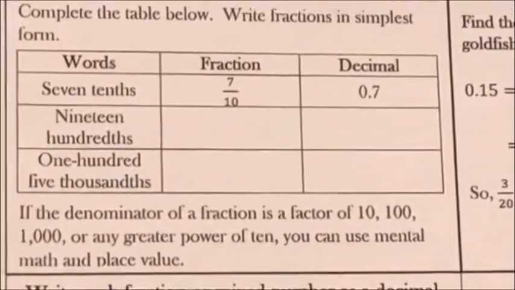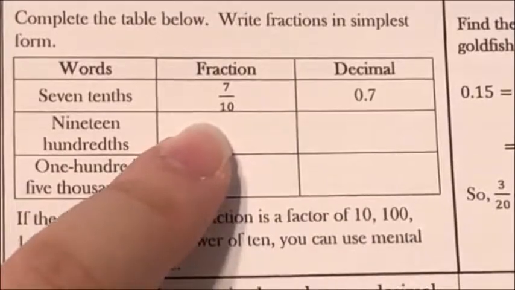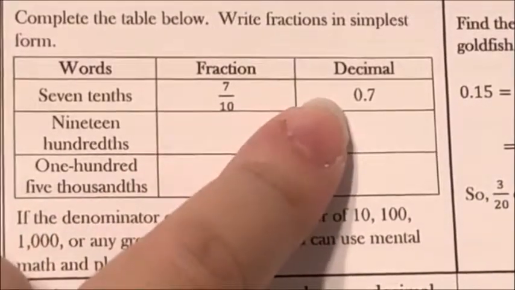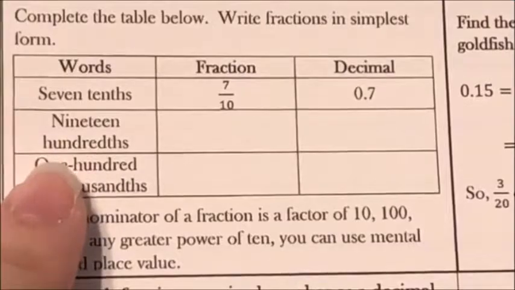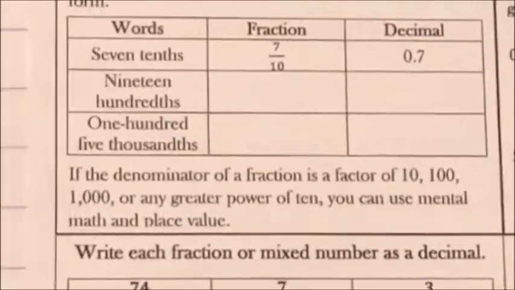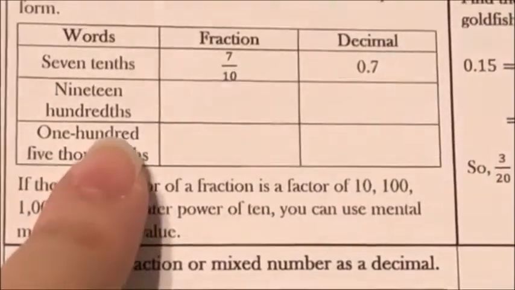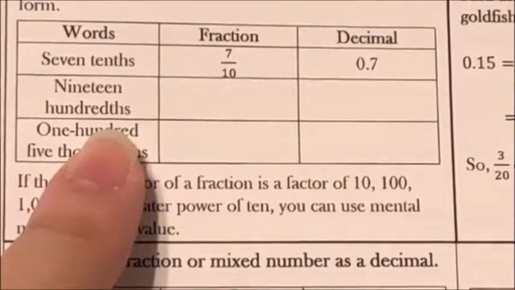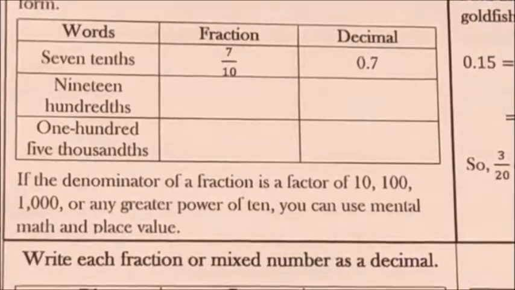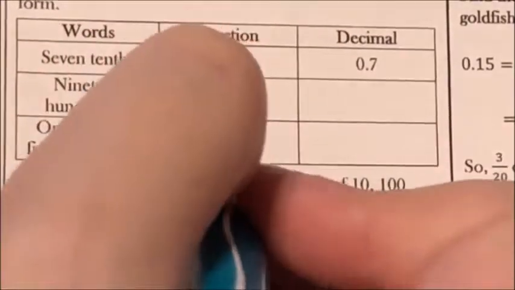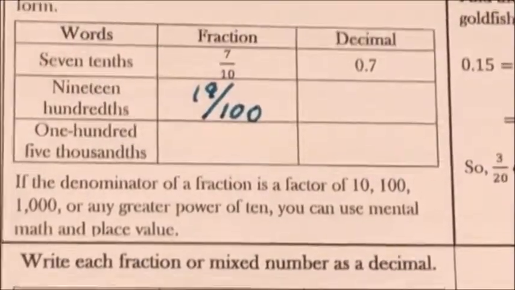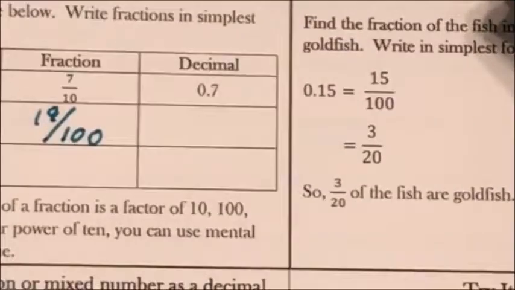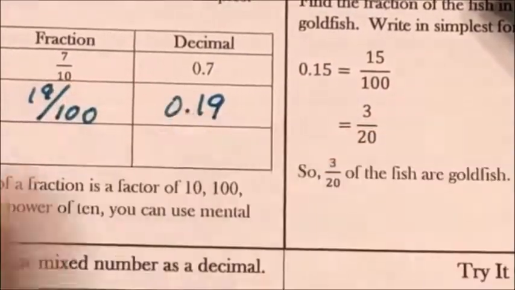Okay, so I have 7/10, so I can write that as 7 over 10, or 0.7. Then I have 19/100ths. So notice the THS at the end, which means this is going to be less than 1. So 19 is my numerator. And hundredths is 100. So 19 over 100, which I can then write as a decimal, which is 0.19.